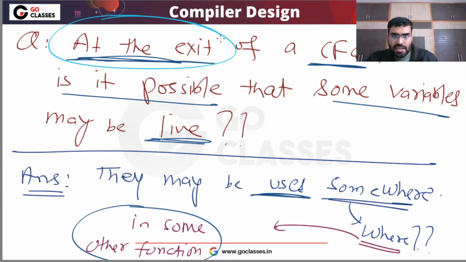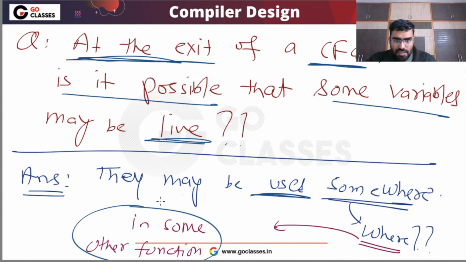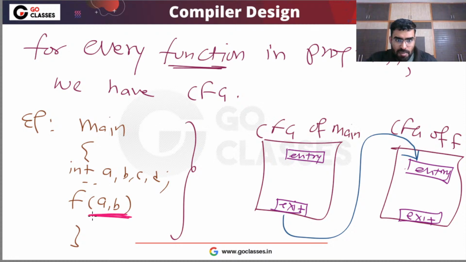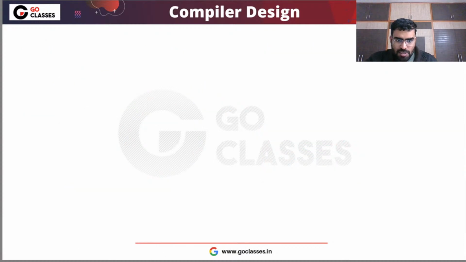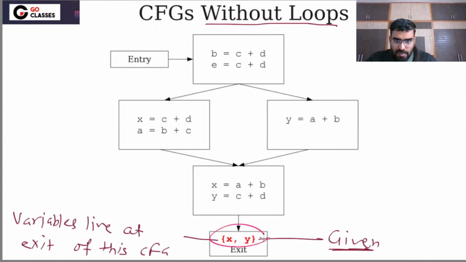At the exit of the control flow graph, how is it possible that some variables are live? They may be used somewhere, in some other function. For example, you have a control flow graph of the main function, and a control flow graph of function f, because for every function we have a control flow graph. You can notice these variables a comma b, they may be used in the control flow graph of f. Is this point clear? So these variables may be coming from some other function.